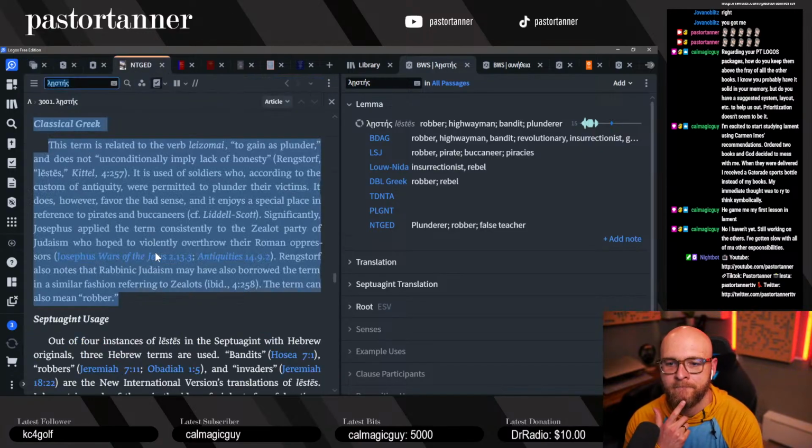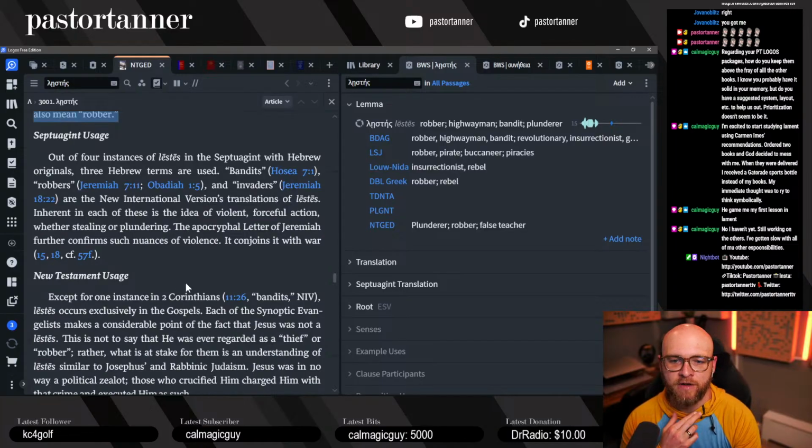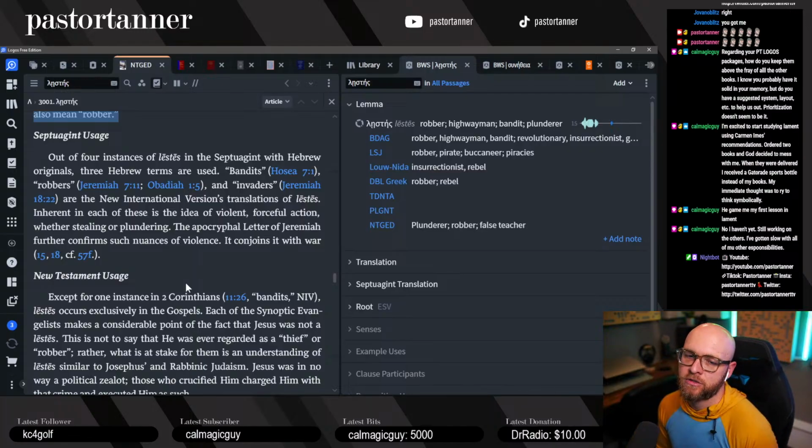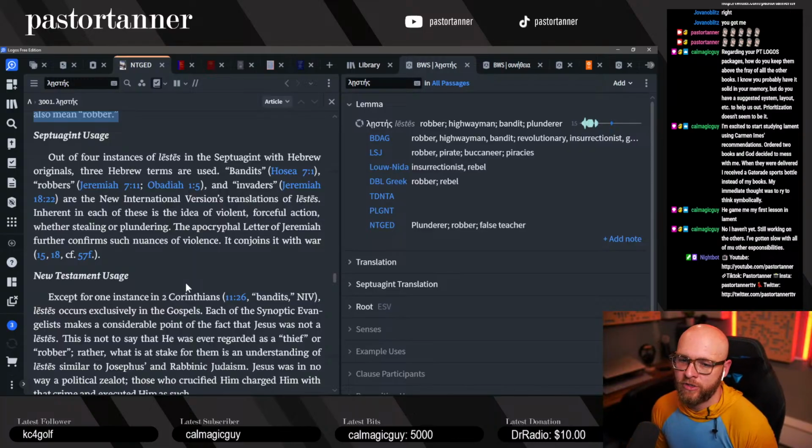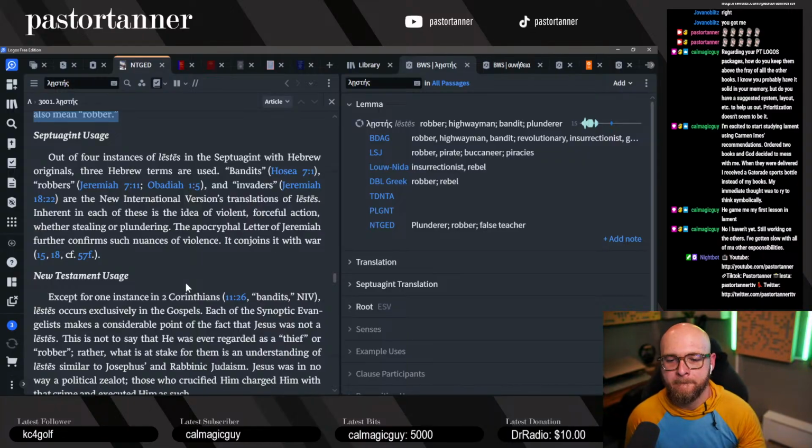I like that. Septuagint usage. Out of 4 instances of Laestes in the Septuagint with Hebrew originals, 3 Hebrew terms are used: bandits, robbers, and invaders, right? So that's just a variety of usage. New International Version's translation is the invaders one. Inherent to each of these is the idea of a violent, forceful action, whether stealing or plundering. The apocryphal letter of Jeremiah further confirms such nuances of violence. It conjoins it with war.